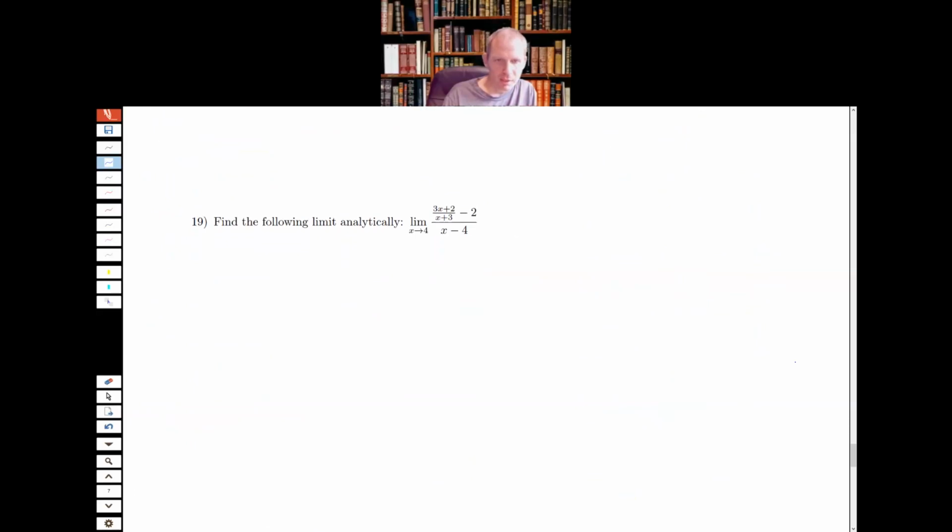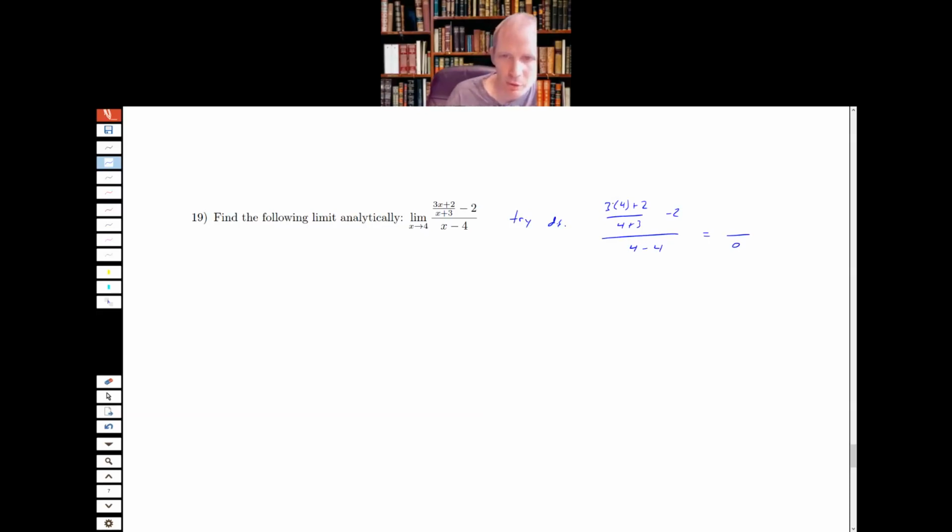Okay, a couple more limits. These are tricky. It's not just a factor and cancel situation. If I try direct substitution, we'll have 3 times 4 plus 2 over 4 plus 3, minus 2, all over 4 minus 4. That denominator is definitely 0. Let's see what's going on in the numerator.